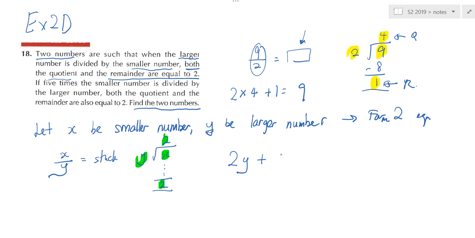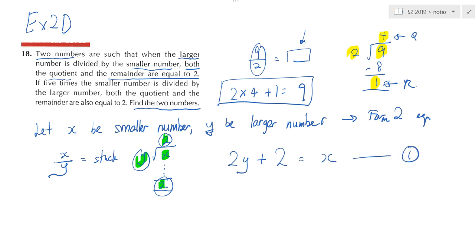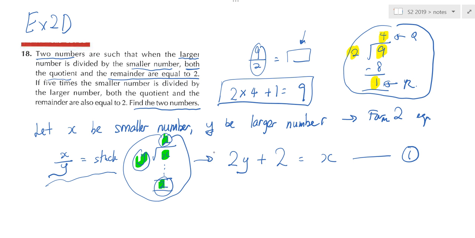This is to get an equation. You see, this is an equation. You're trying to get an equation. So 2 times y plus what? 2x. The remainder is equal to x. So this is one equation. See, amazing, right? So just now we were stuck. But when we make use of this, we realize that I can form an equation based on what I know. Okay? So now done. Next one.